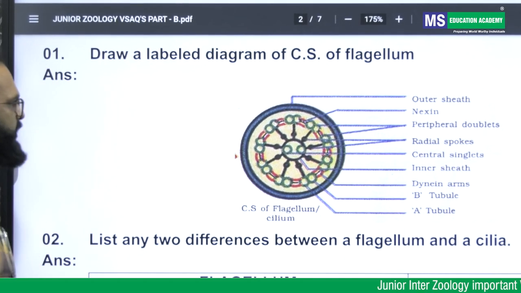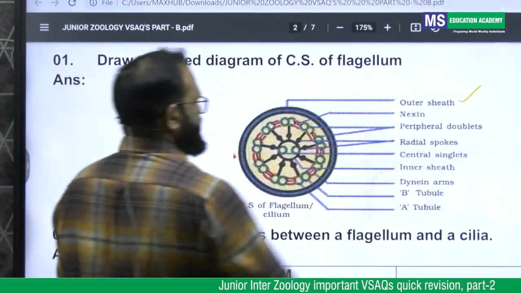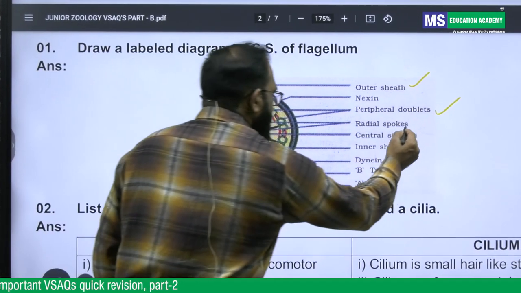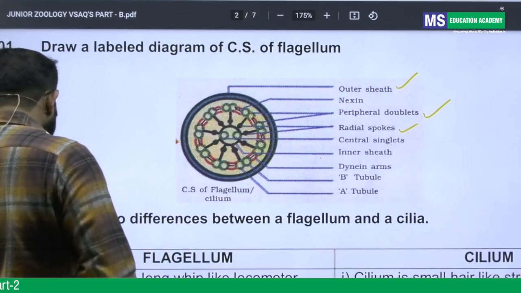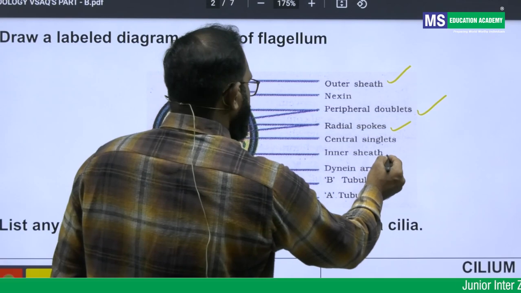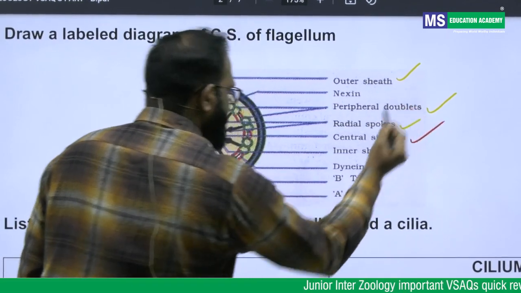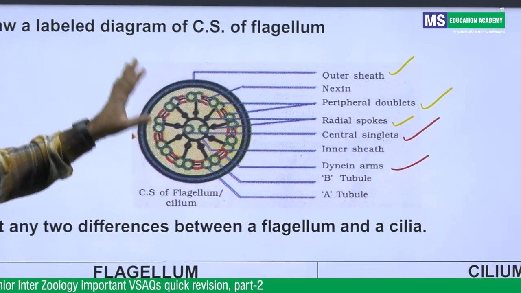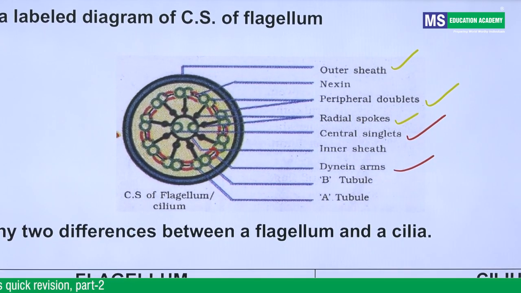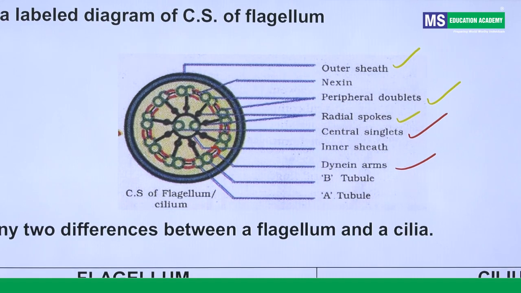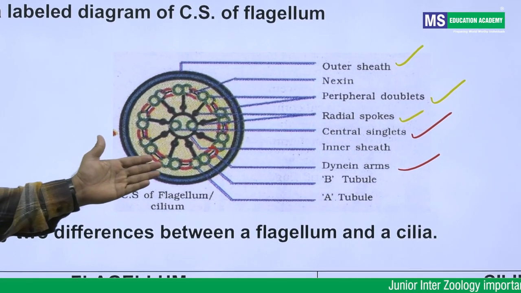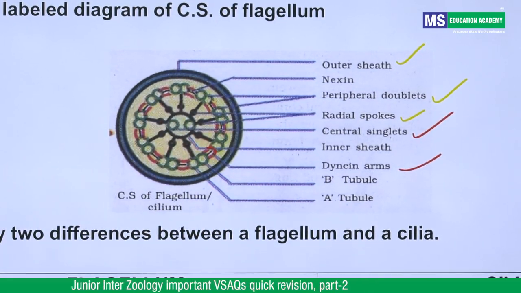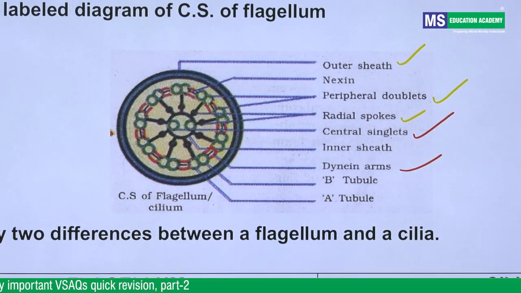So important labeling: outer sheet, peripheral doublets, radial spokes, central singlets, dynein arms. So these five labelings are very important, students. You can write the rest of the labelings like tubule A and tubule B and all, but don't forget to write at least these five labelings, right?